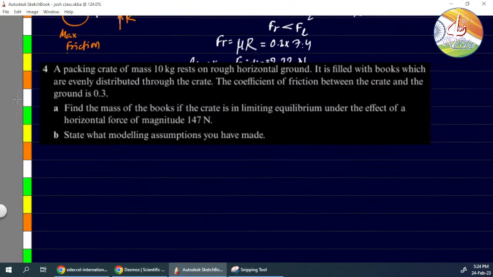So, a packing crate of mass 4 kg is on the horizontal ground. It's filled with books that are evenly distributed throughout the crate. The coefficient of friction between the crate and ground is 0.3. Find the mass of the books if the crate is in limiting equilibrium under the effect of a horizontal force of 147.